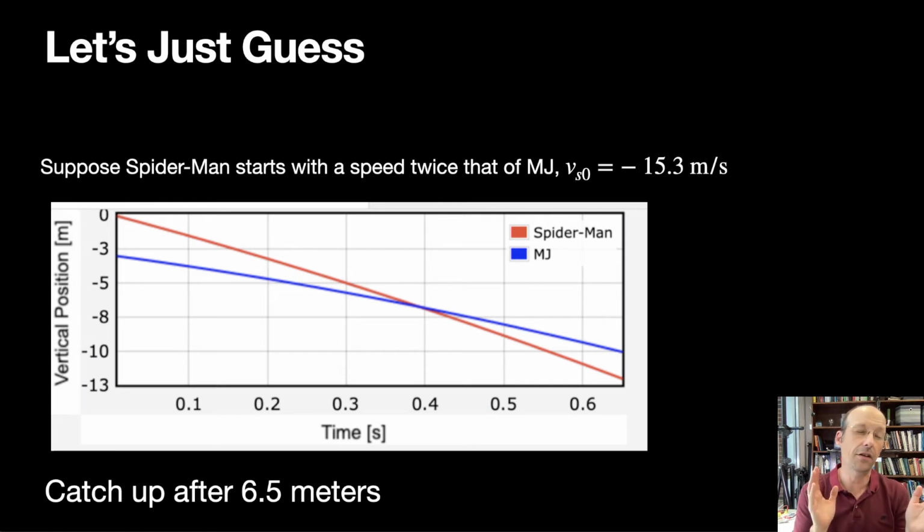And he would actually even be further away than that because he doesn't have to actually get on top of her. And that would be 6.5 meters. So if he started off at that speed, he would catch her. Okay, so 15.3 meters per second. We just guessed, and that would work.